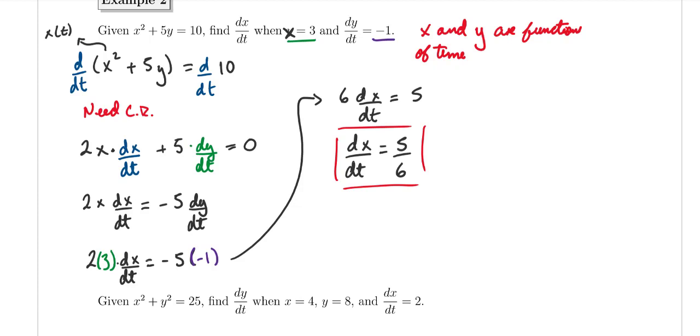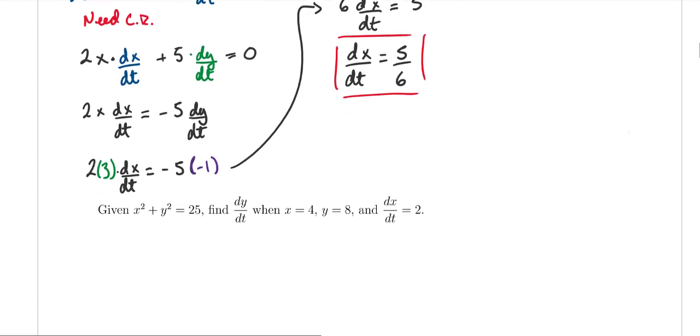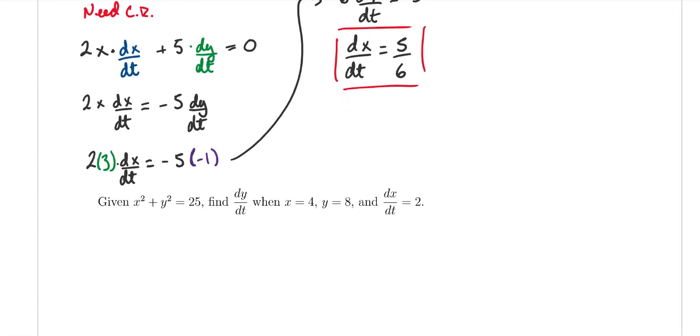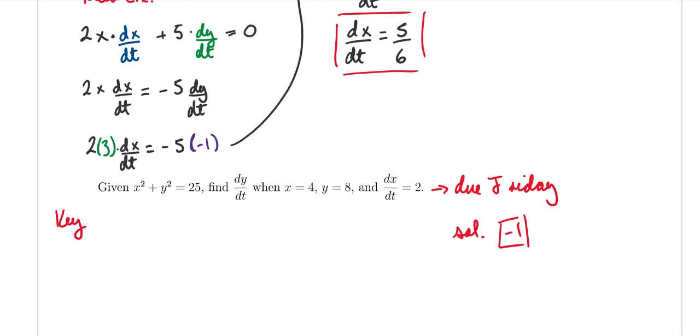Okay. Now on to this next example. For this one here, I'm going to let you guys try it. Let's make it due Friday. And the solution here, guys, is negative 1, so you would know if you're doing the right thing. And again, remember, the key here is we're taking the derivative with respect to time for x, which is a function of time, and y, which is a function of time. So we need the chain rule. Okay?